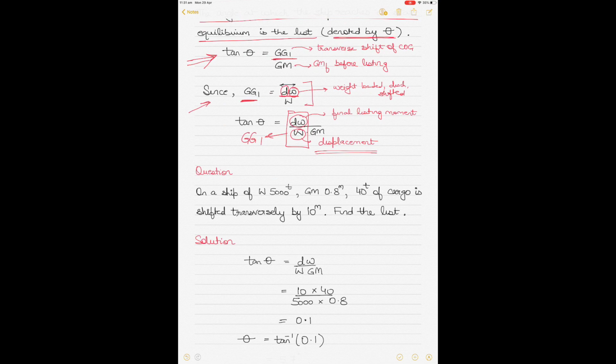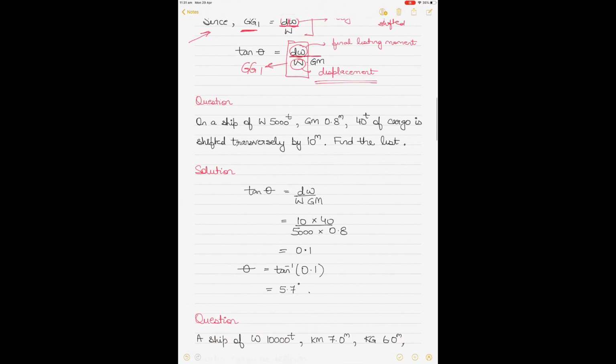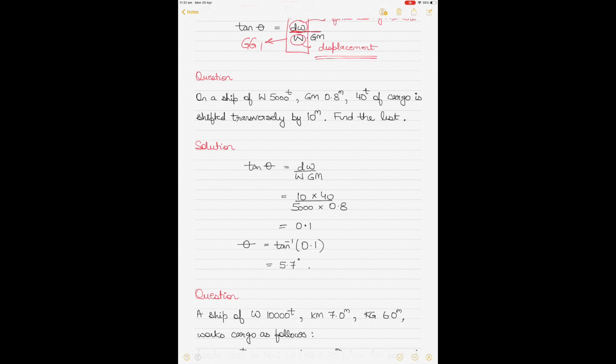Alright, so GG1 in the formula above can be replaced by dw by W, and that's why tan theta is also equal to dw by W, multiplied by GM in the denominator section here. So let's take a couple of examples to explain the concept of how to calculate the list, or if the list is given to you, how to calculate the other components of the formula. So here is question 1 and solution 1.